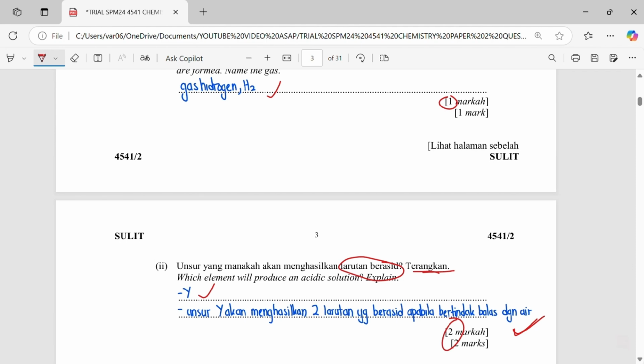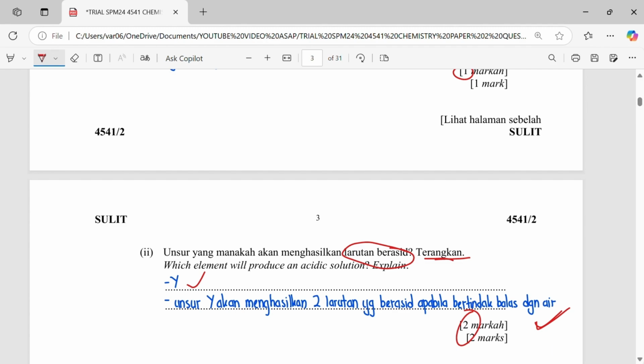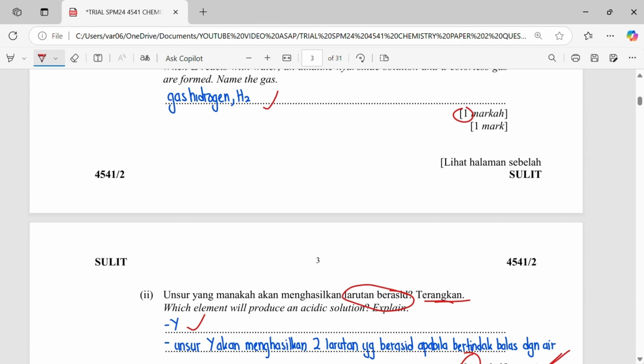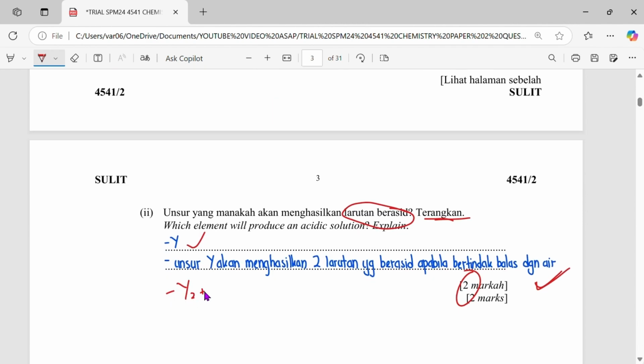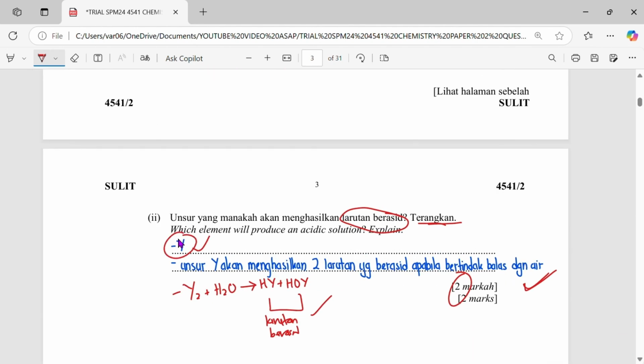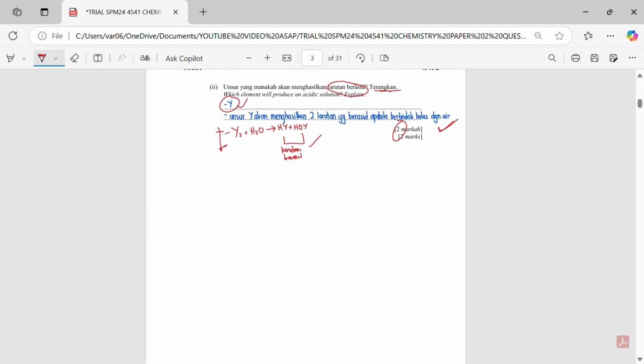Another possible answer to this question is where you can write the chemical equation as I wrote it down here. Okay, so you can even write the chemical equation, or if you want, write it in the form of words. And then you just label down here lah, saying that both adalah larutan berasid. Also acceptable. 2 marks there. Solid 2 marks you'll get. Okay. 1 mark is for your answer here, unsur Y. Another one is for your explanation here. Okay. Done. Next, question number 2.